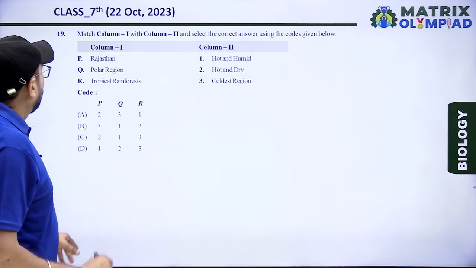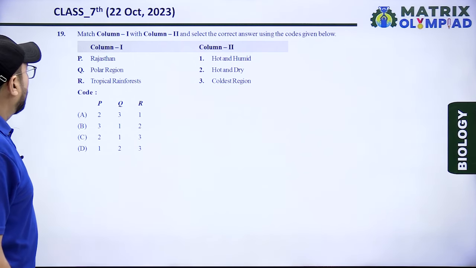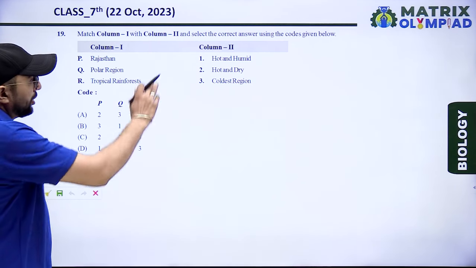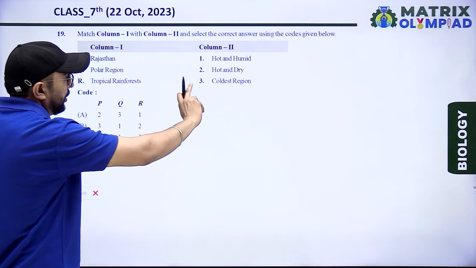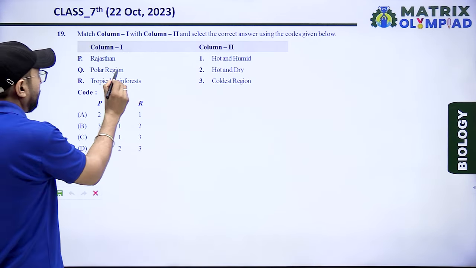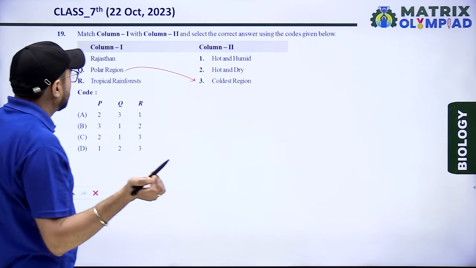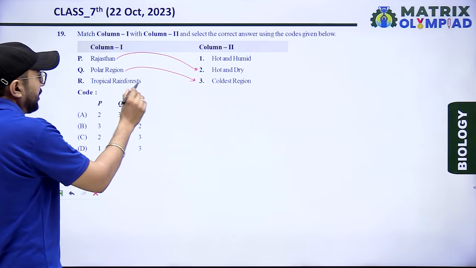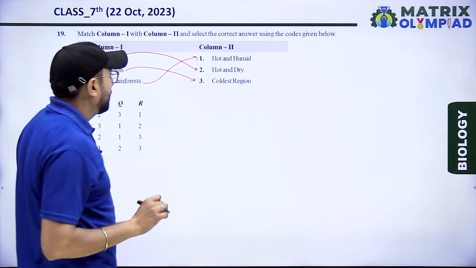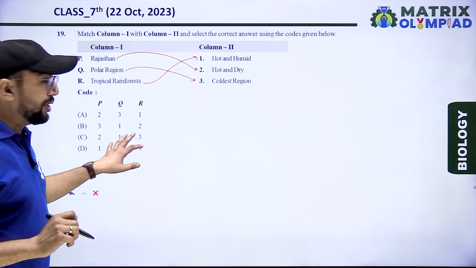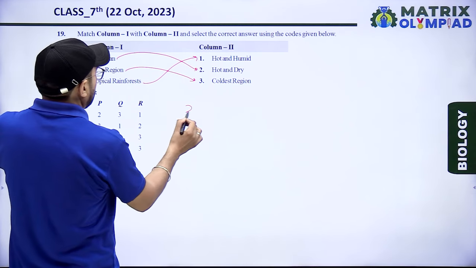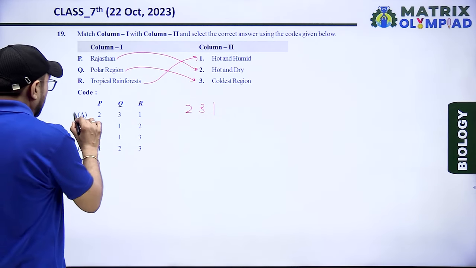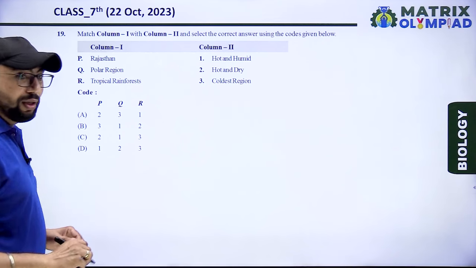Next, match column first and second. Rajasthan, polar region, tropical rainforest. And column second, hot humid, hot dry and coldest. So, polar region is the coldest region. That is right. Now, Rajasthan, hot and dry. And next, tropical rainforest is hot and humid. So, according to column, our right option is 2, 3, 1 in option A. Option A is the right answer for this question.